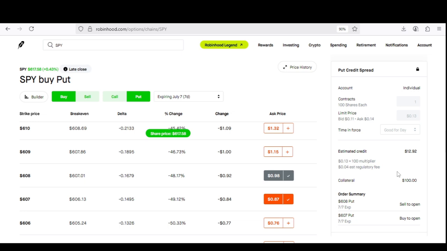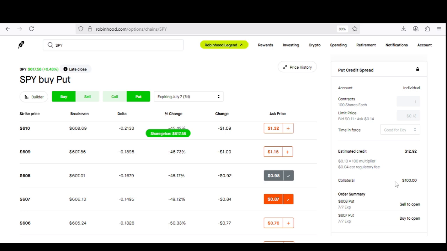Now, for this trade, you're going to be receiving a lot less money, which is going to be $13. So your percentage return has decreased from 19%, which you would have received previously, to 13%, while your collateral still remains the same because we're still going to do a dollar wide spread.